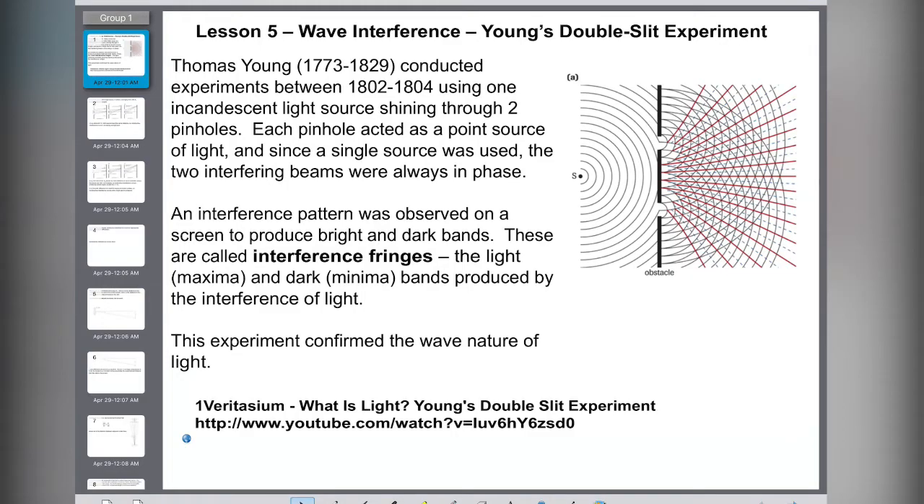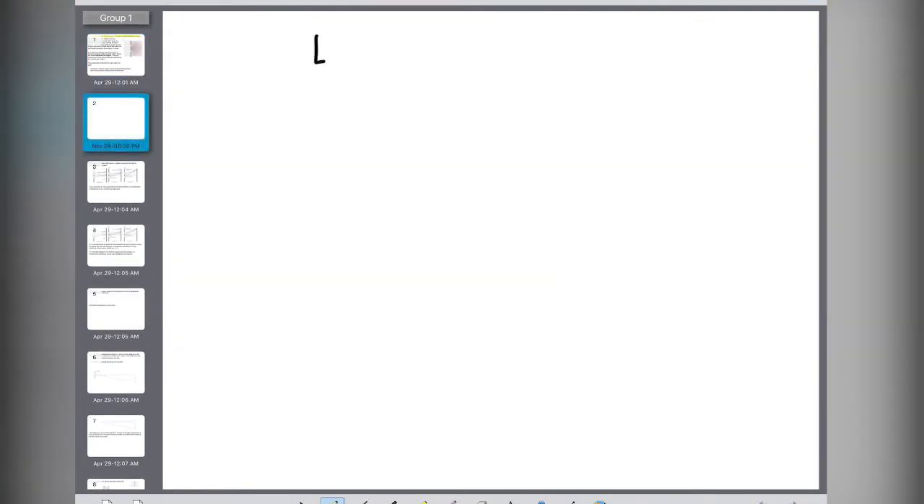Okay, so we're into lesson 5, talking about wave interference, the Young Double Slit experiment. You were asked in lesson 4 to prove whether light is a particle or a wave. For the longest time, scientists have had a hard time saying that light is a wave. You would have done some reading already, because one of the biggest things is the interference of light, of waves.